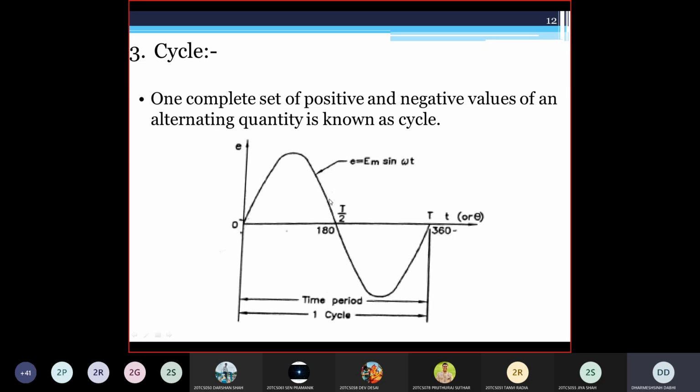The same definition is also applicable for the triangular wave or square wave or maybe for rectangular waves. Clear all of you? Definition of cycle? Yes or no? Yes, sir. Okay. Next definition is amplitude.